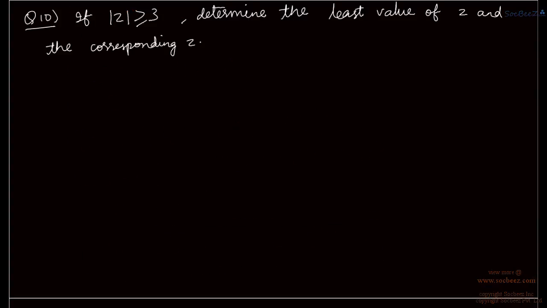Okay. Now for this question, if mod of z is greater than or equal to 3, determine the least value of z and the corresponding z. Right. Oh, I'm sorry. The question is not finding the least value of z. It is finding the least value of z plus 1 by z.